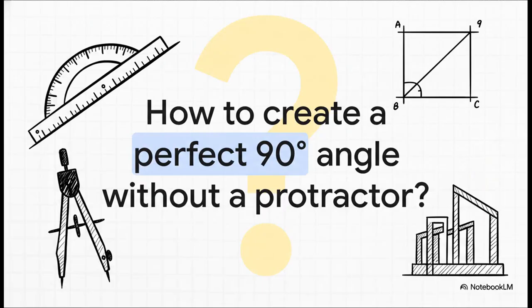So let's start with a challenge. Think about it for a second. A perfect right angle. It's the cornerstone of, well, almost everything. Buildings, squares, countless designs. How would you possibly make one if all your modern measuring tools were gone and you were just left with the absolute basics?